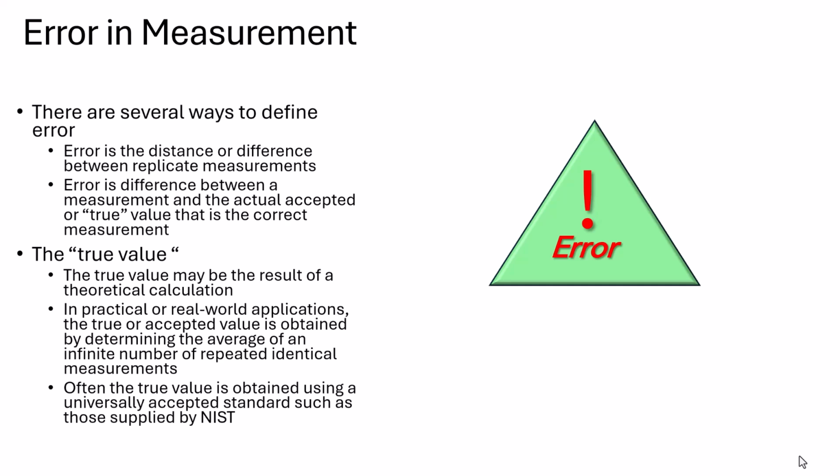A robust assay is one where different people and different labs, that is labs in different locations, can get the same result, and that result is accurate. That is, the result that each lab gets corresponds to the universally accepted value. In some cases, the true value is obtained using a universally accepted standard, such as those supplied by NIST. Remember, we talked about SRM, standard reference materials.